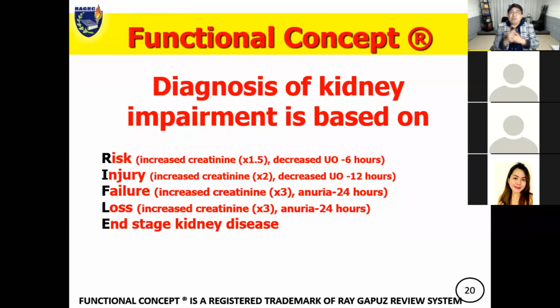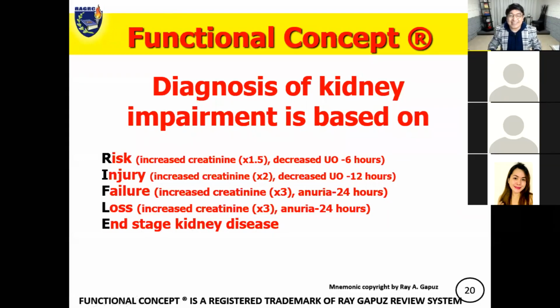So if a patient with kidney impairment manifests nausea and vomiting all of a sudden, is that a reportable manifestation? Yes, it is. Because it is indicative that the patient's condition has worsened to end-stage kidney disease.